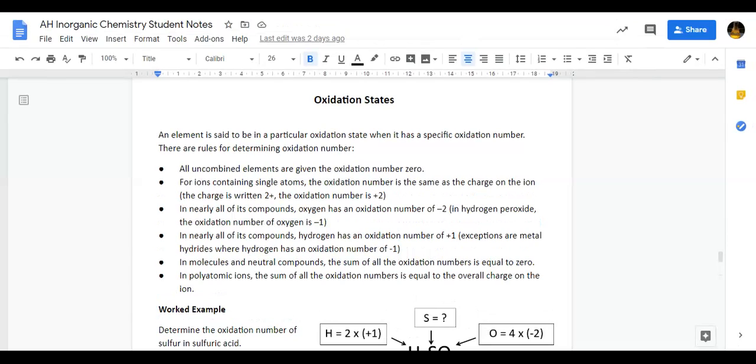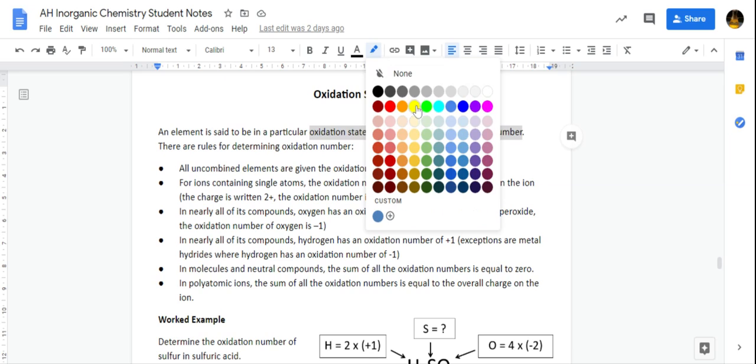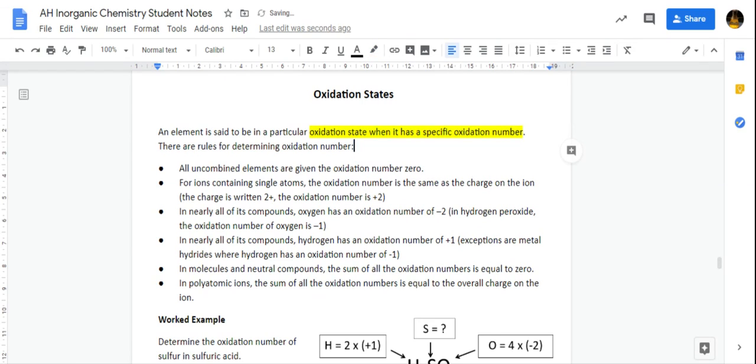Hello, so this video will cover oxidation states, which is on page 22 of your notes. Now, an element is said to be in a particular oxidation state when it has a specific oxidation number. And I'm going to show you how to work out oxidation numbers for each element. There's rules for determining it, okay? And these rules don't change.